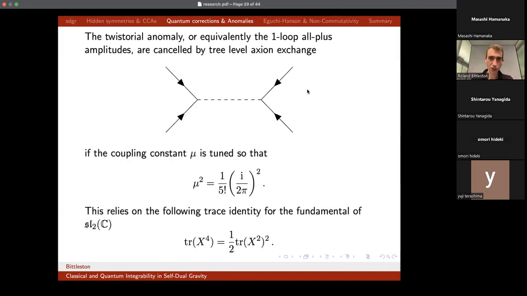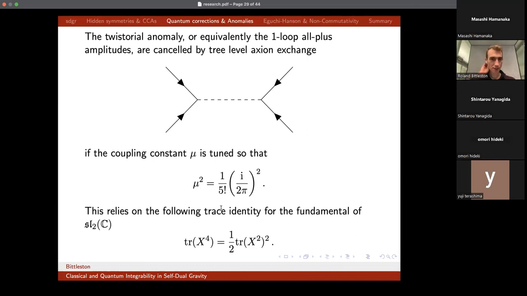And there's this exchange diagram, which can be used to cancel the anomaly. And you find that the coupling constant needs to be tuned to a particular value. And this really works. The box diagram is going to give you a trace of x to the fourth. This exchange diagram is going to give you a trace of something squared. And fortunately, the indices on these things are SL2 indices, so this works, and these diagrams can cancel against one another, which is rather cute.